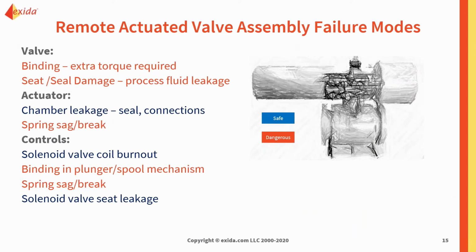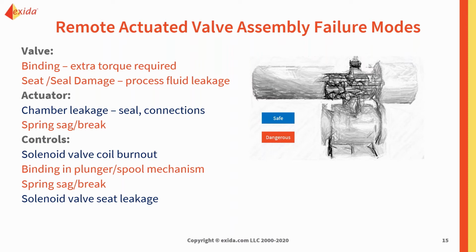So if we're going to look at applying diagnostics to remote actuated valve assemblies, we really need to first understand the common failure modes. Starting here, we look at the valve and we see that binding is one of the main failure modes that increases the torque required to close it. So if this assembly is part of a safety function and the valve doesn't close, we would consider that a dangerous failure. The seat and seal damage, that's also a big concern, a really common failure point, and that can result in process fluid leakage, which would also be considered a dangerous failure.